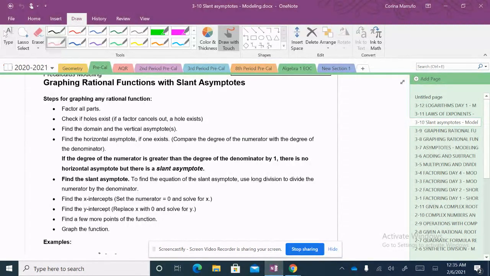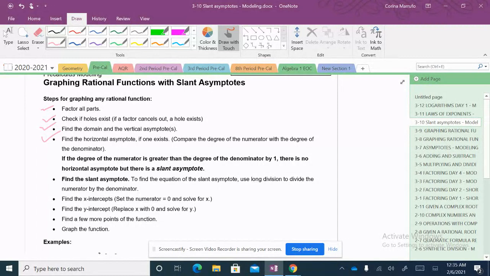We start off by factoring all the parts. Then we check to see if any holes exist. If a factor cancels out, we find the domain and the vertical asymptotes. We find the horizontal asymptotes if one exists. Now, you either have a horizontal or a slant. You're never going to have both.